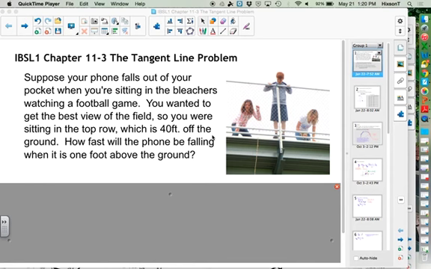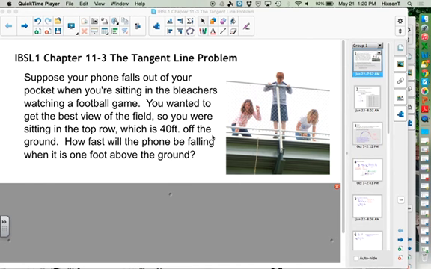Here's our problem. Here's a situation that we're going to examine. Suppose your phone falls out of your pocket when you're sitting in the bleachers watching a football game. I'd cry. You wanted to get the best view of the field, so you were sitting in the top row, which is 40 feet off the ground. Interesting question. How fast will the phone be falling when it's 1 foot above the ground?